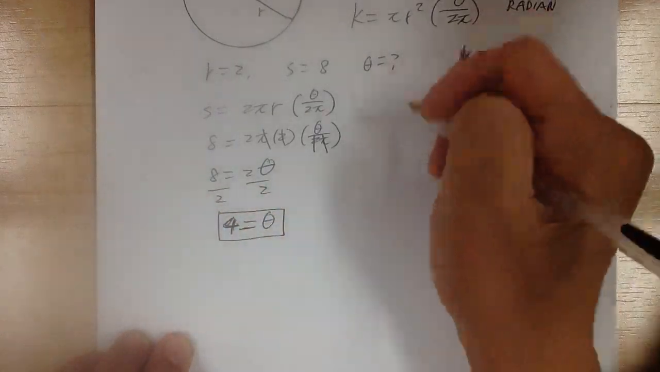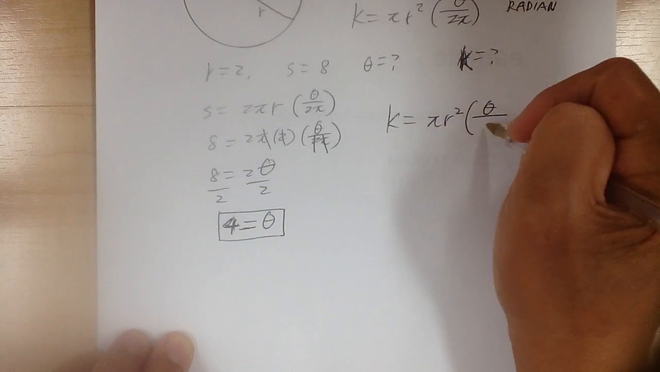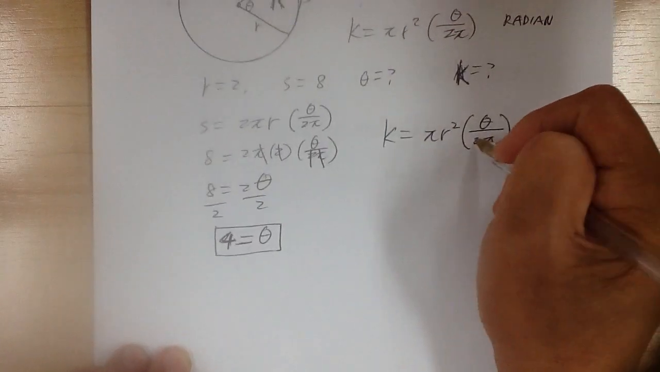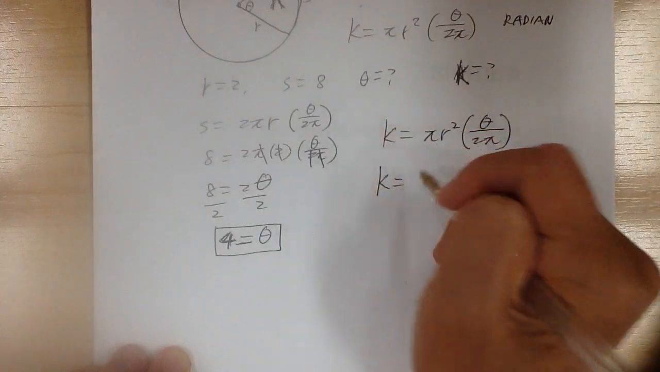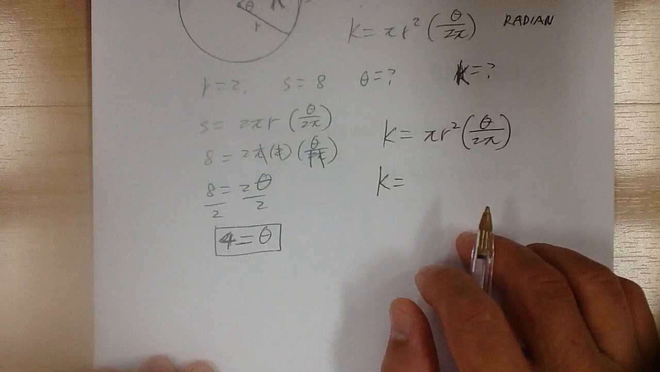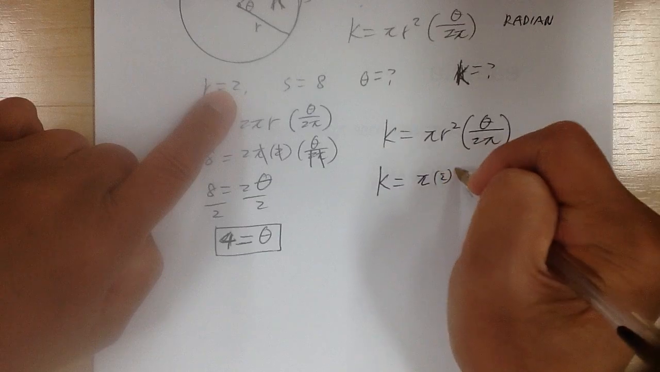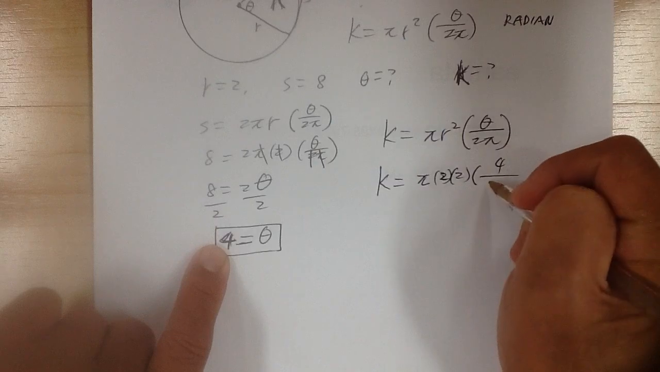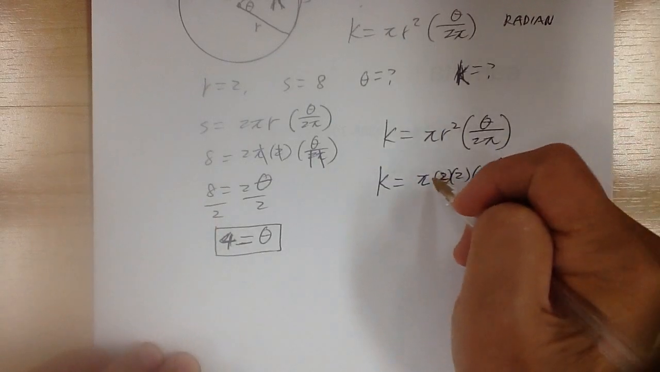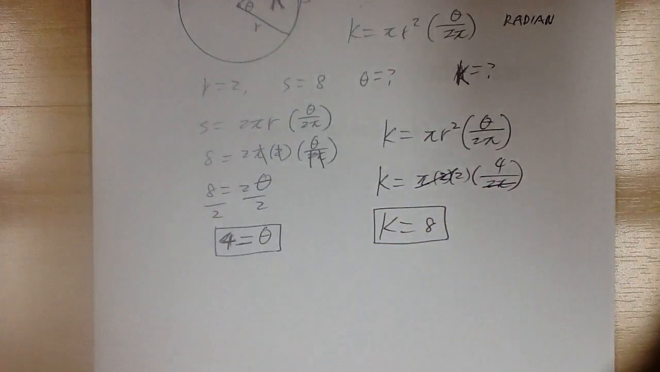Now we can find the area, right? So k equal to pi r squared times by theta over 2 pi. Right? Again, pi r squared is a whole circle times by the fraction that you want, right? You can always write down your formula, then you substitute. You will cut down a lot of mistakes. Okay, so r is 2, so I'm going to write out twice, easier to cancel things out. Theta, I just found over here, is 4 over 2 pi. Okay, so 2 pi cancel with 2 pi, so area equal to 8. Okay, next one.